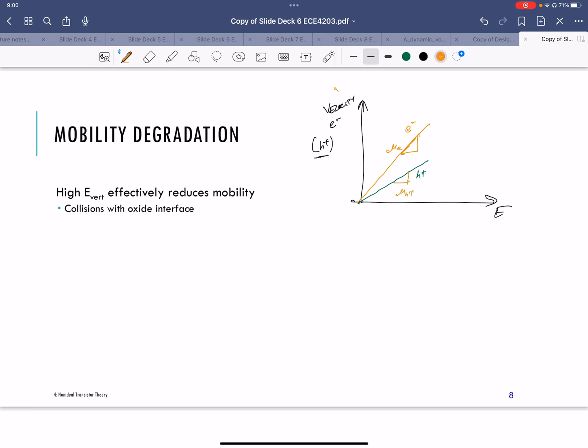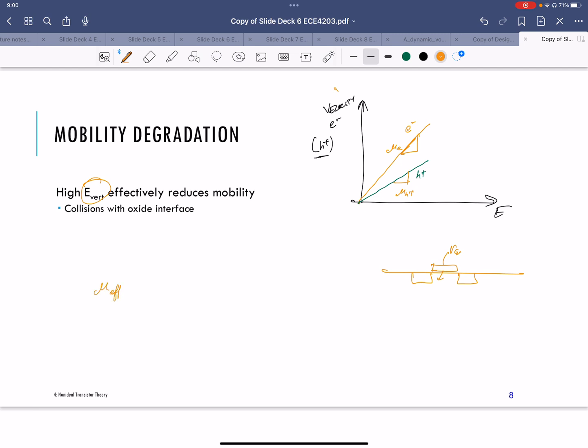Okay, so you would expect that as your electric field goes up, the velocity would just keep going up. But what actually happens as the electric field goes up, this is the vertical field, so again this is from the gate to the channel, is mobility degradation there.